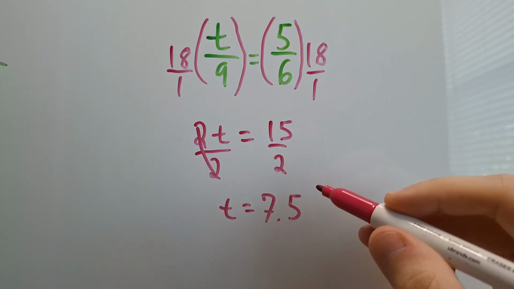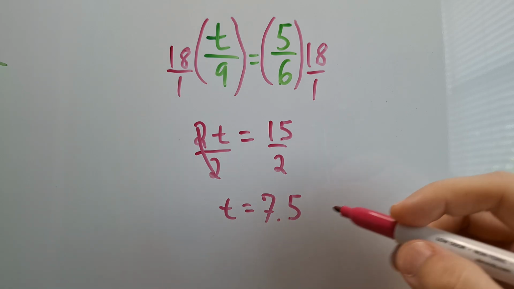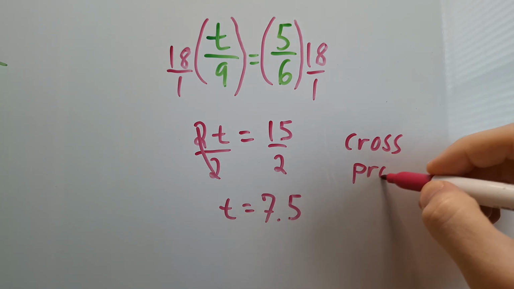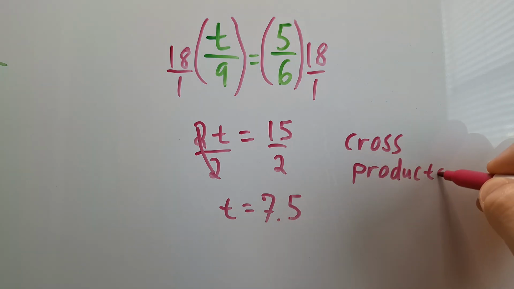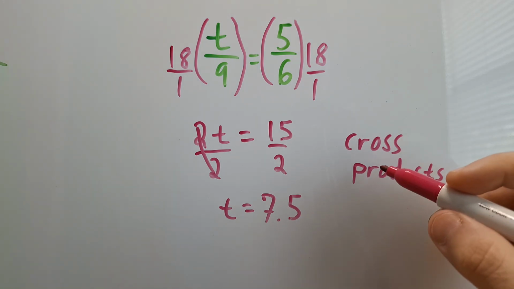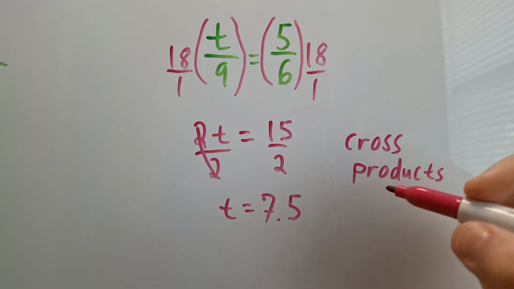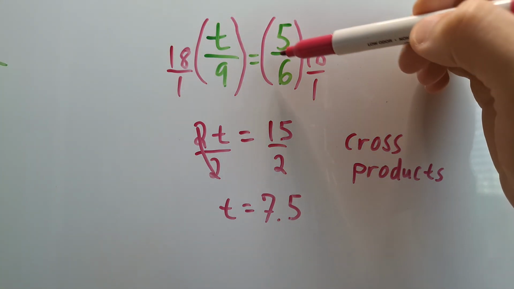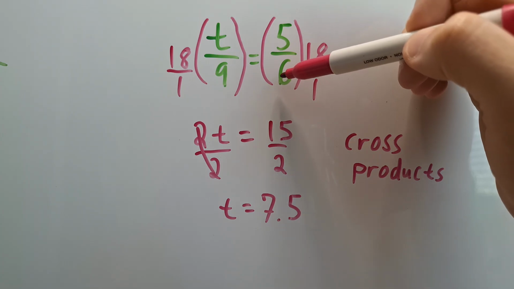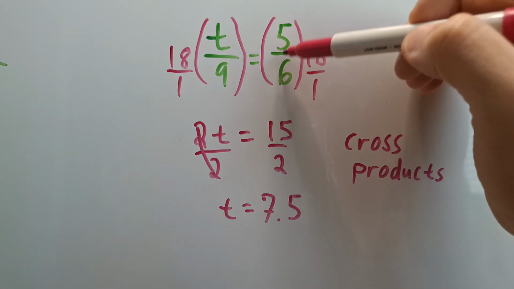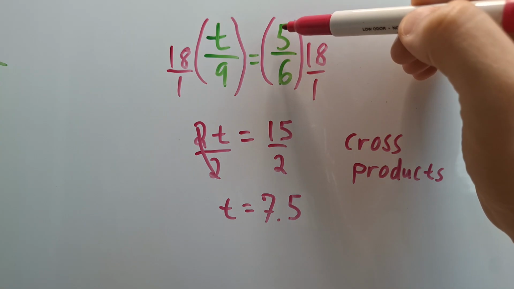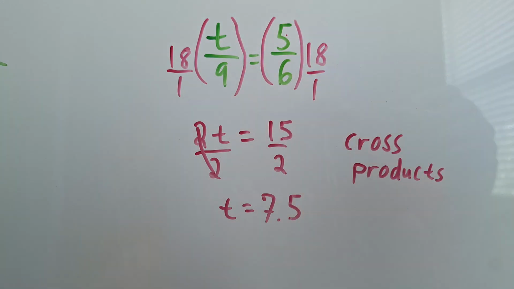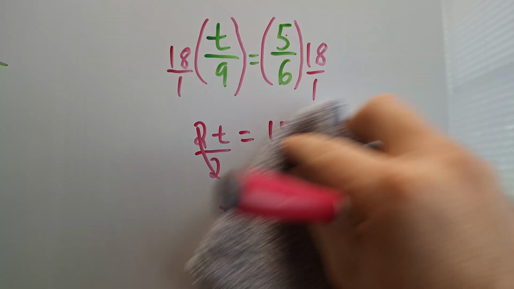So the other method that I mentioned earlier was using what are called cross products. For proportions, how you would do that is multiply the numerator of one proportion by the denominator of the other, and you would set that equal to the product of the other numerator to the other denominator. So what that would look like would be this.